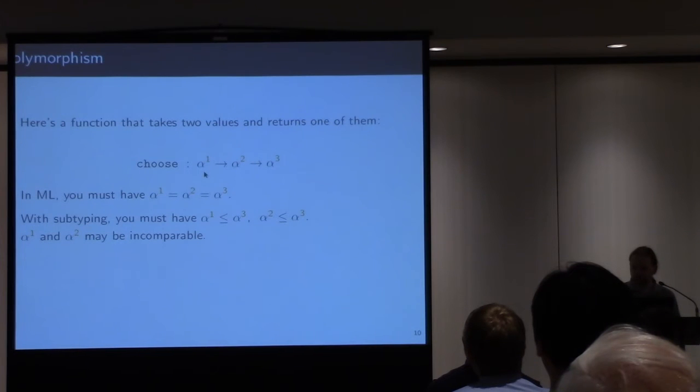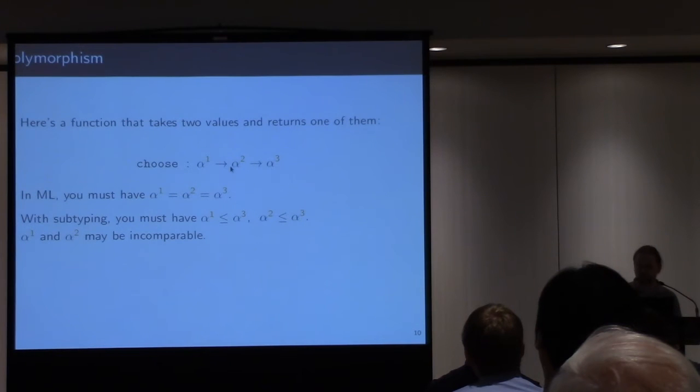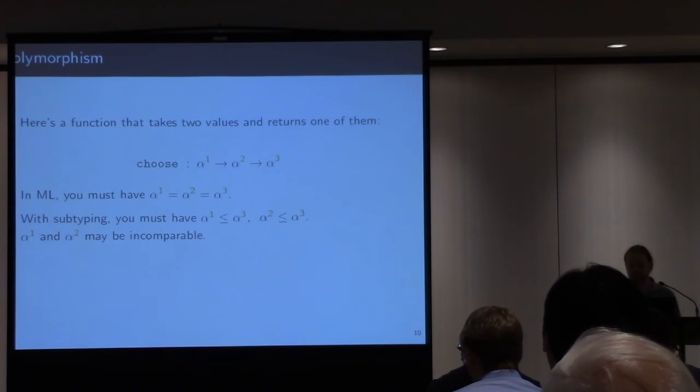In ML, the type you put in for positions 1, 2, and 3 must be exactly the same. But with subtyping, whatever you put in as 1 must be a subtype of 3. Whatever you put in as 2 must be a subtype of 3. There need not be any particular relationship between 1 and 2. They just must both be subtypes of 3.